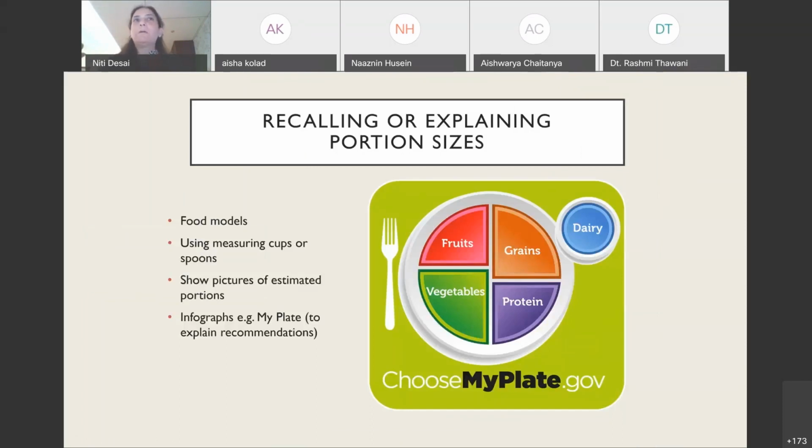We use food models. Of course, we use measuring cups, spoons, and show pictures of estimated portions, which I think works the best. And of course, as I talked about education level, if somebody needs a very simplistic form, then we would just show them the plate and tell them how the plate should look.